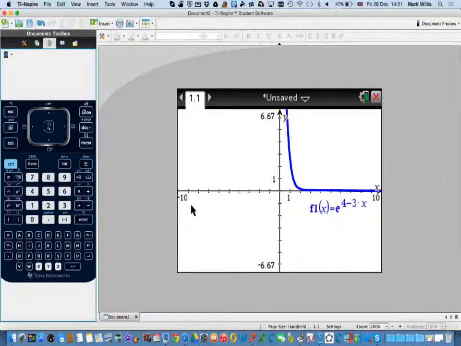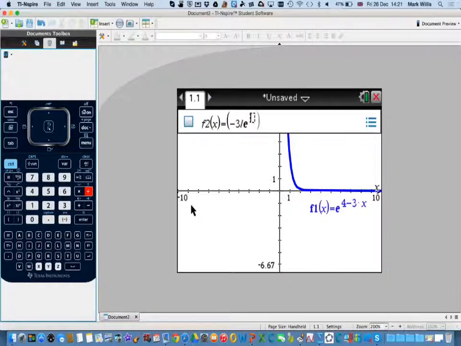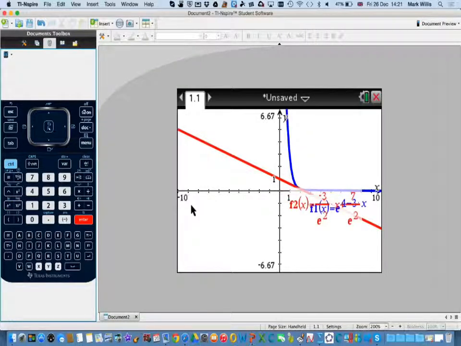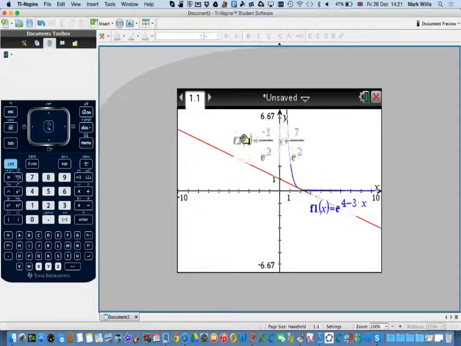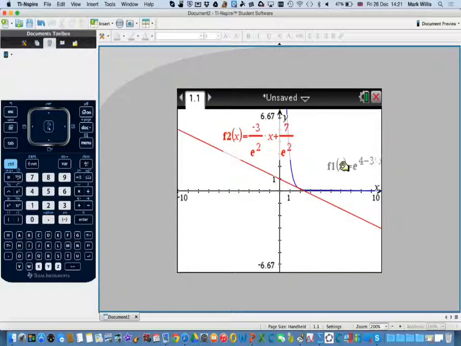So I'm going to do Control G, doing that up again. Right, so I'm going to be a bit careful here. So we're going to have brackets minus 3, this is the equation of the tangent, divided by e squared, x, plus 7 divided by e squared, enter. So it looks okay. Just going to move that somewhere out the way a little bit. Okay, I'm going to move this out the way a little bit as well up here.